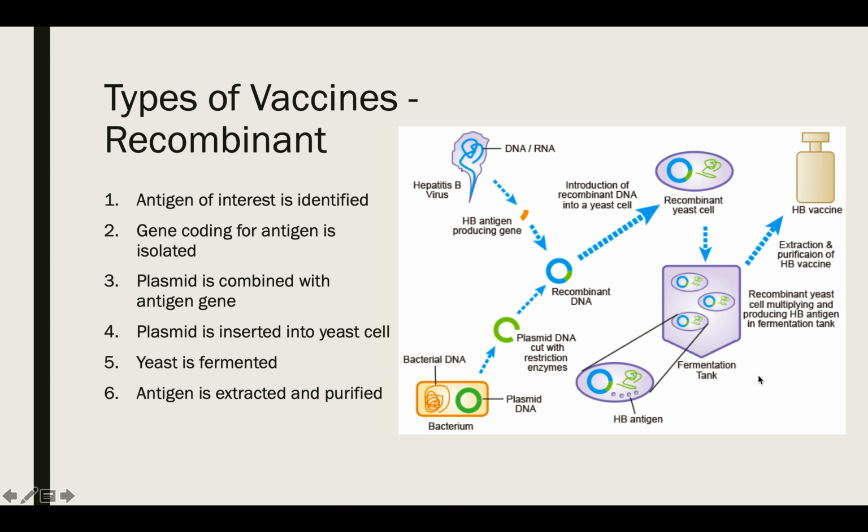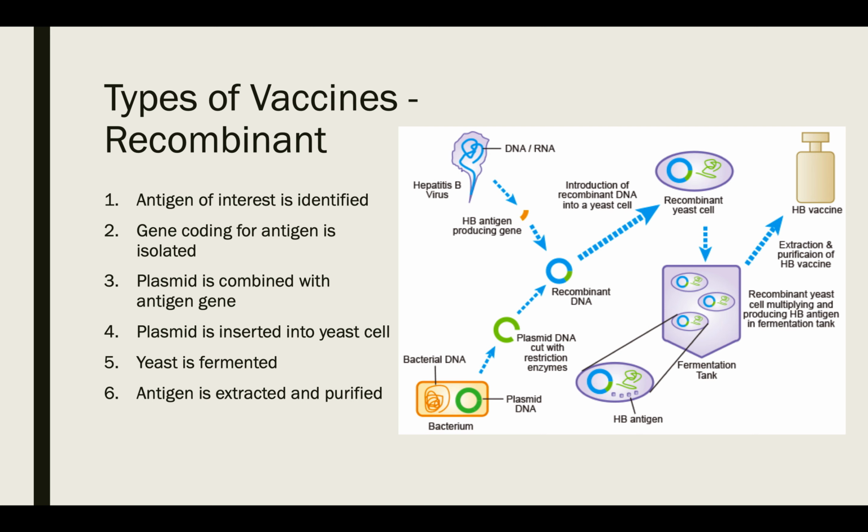So then what they do is they filter this all out. They're going to extract that specific antigen, and they're going to make the vaccine. So rather than having the hepatitis B virus in cell culture making that antigen, they just use yeast, and the yeast is just pumping out that protein. And then it can be purified to make the vaccine.